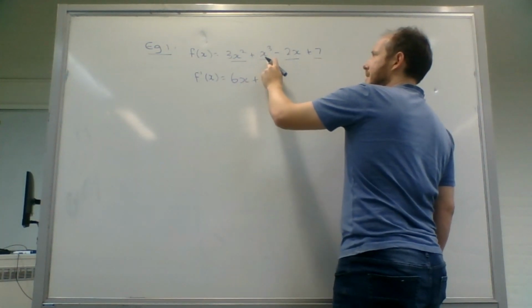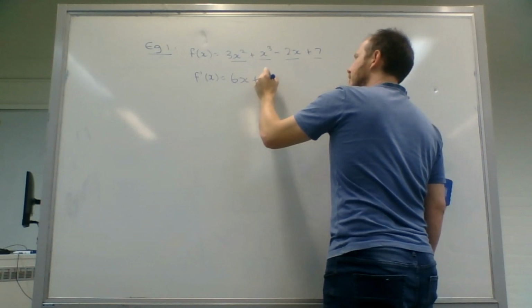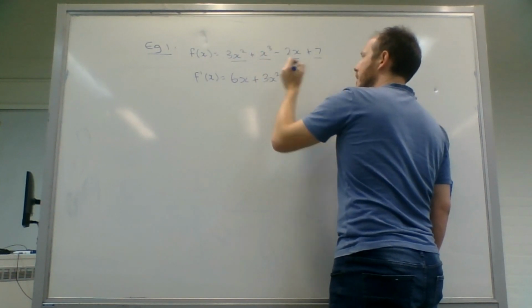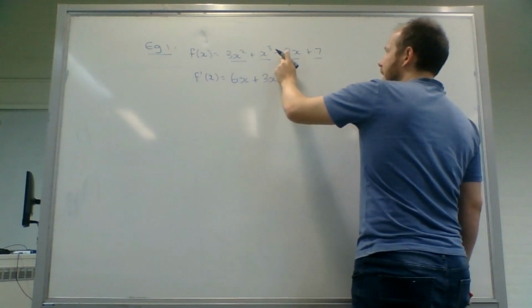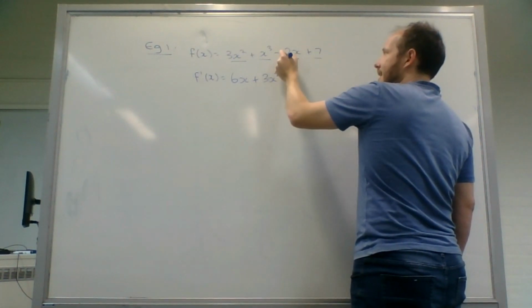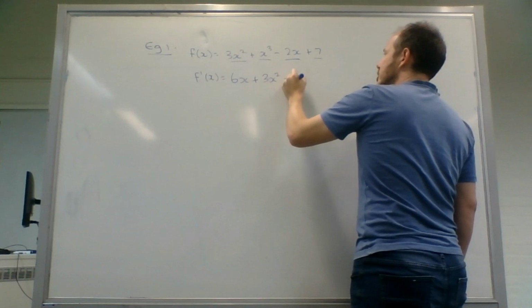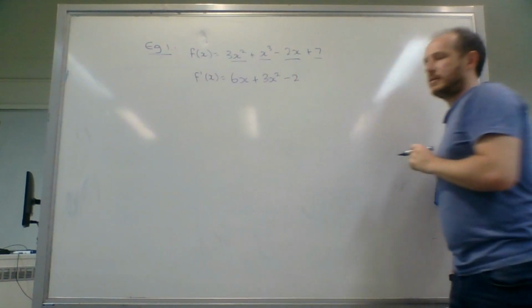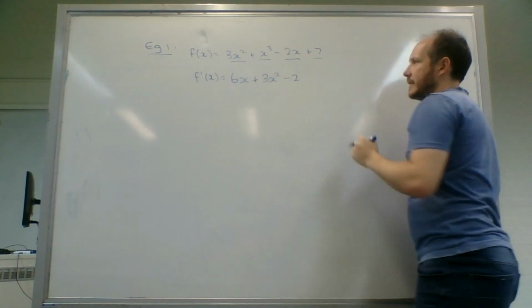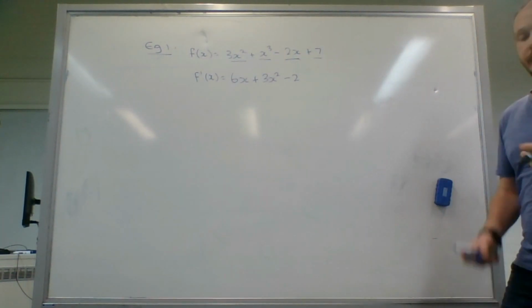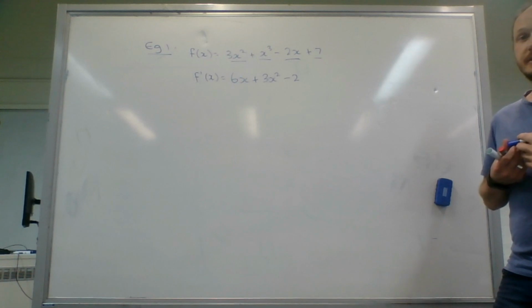Then we move on to our second term. So take the power out the front, 3x, reduce it by 1, becomes 3x squared. Now this one is a linear function, so the derivative of this is just the number in front of the x, which is minus 2. And then we've got 7, and the derivative of 7 is just 0, because 7 is a constant.